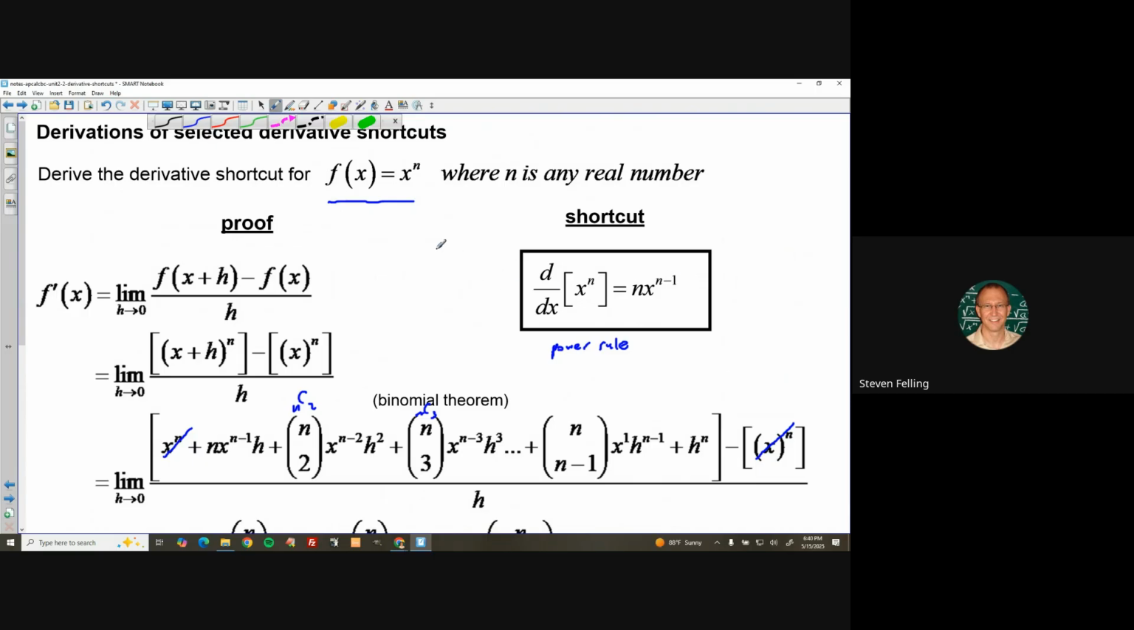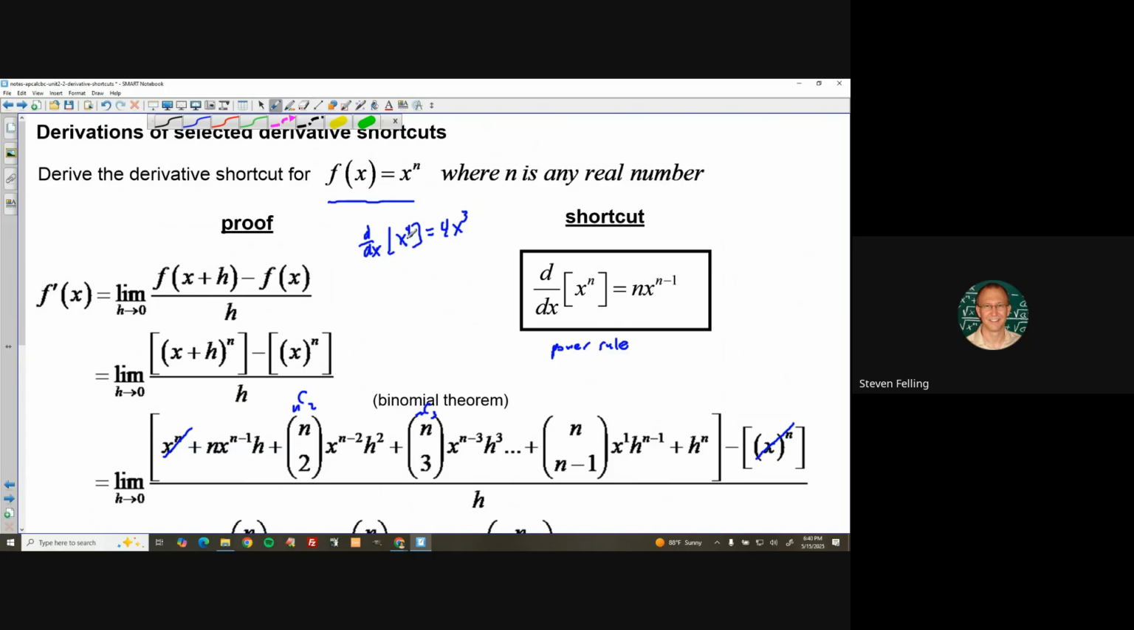Let me give you a couple quick examples. Let's say that you wanted to find the derivative of x to the 4th. Well, that means you bring the 4 down as a multiplier, and this becomes x to the 3rd. So instead of having to do this whole big limit thing, we just do it that way.